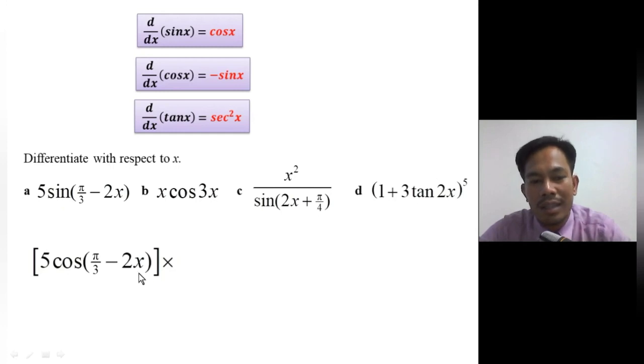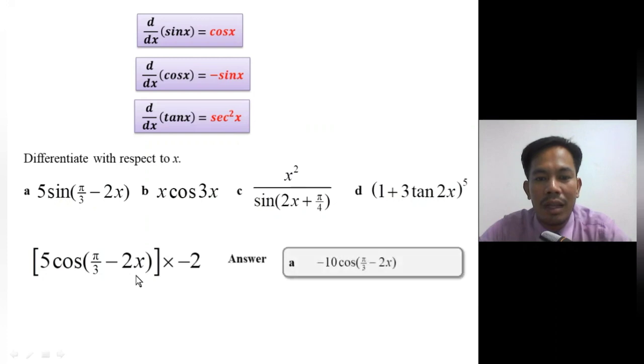what is the derivative of the angle, pi over 3 minus 2x? Remember that pi over 3 is a constant number, so it doesn't have any derivative, it will become 0. Minus 2x, the derivative of that is negative 2. Therefore the answer here is negative 2 times 5, which is negative 10 cosine of the angle, which is pi over 3 minus 2x.